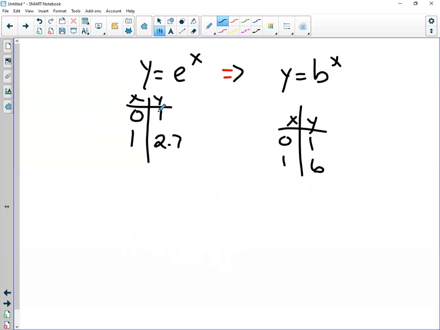It doesn't change anything. So if I ask you to graph something with e, instead of using a random b value, you just use 2.7 as the b value, and then everything else stays the exact same. So absolutely nothing will change from graphing this to graphing this, other than the fact that your b value is 2.7. Okay, so it shouldn't be something that we even have to spend too much time on.